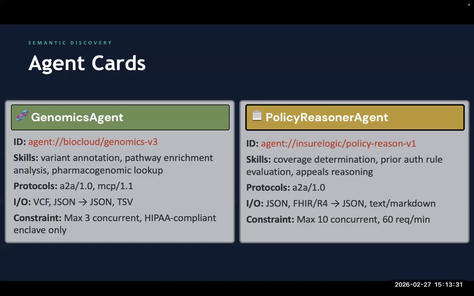But the protocol field declares which interaction protocols the agent speaks. An agent that only supports A2A cannot directly be invoked by one that speaks only MCP 1.1, right, without a translation layer. And then the constraint block is important for coalition planning, right? If an orchestrating agent needs to know that the clinical evidence agent can only handle 5 concurrent tasks before it decides to recruit it for a 12-task batch, right? It needs to understand its constraints.